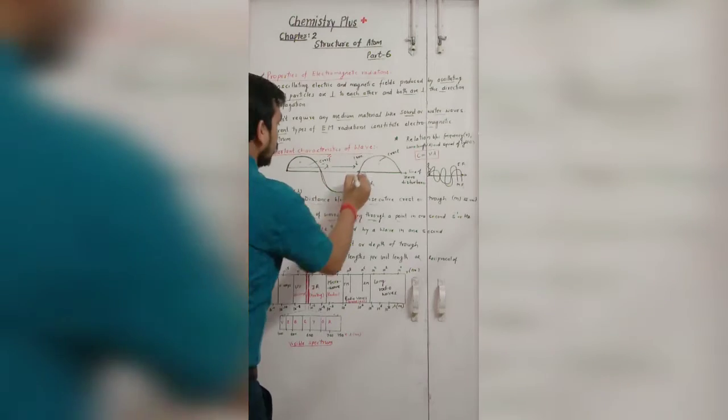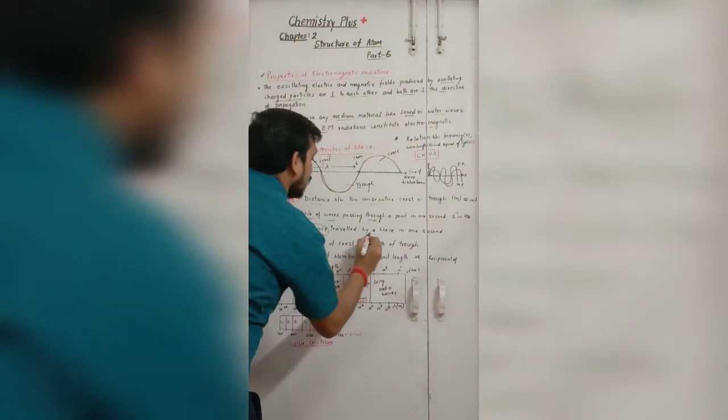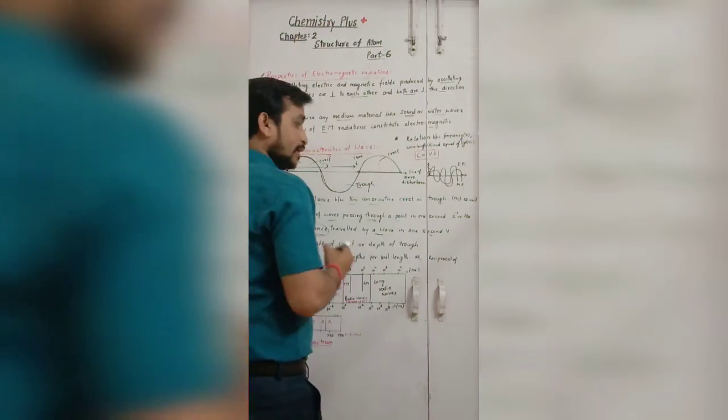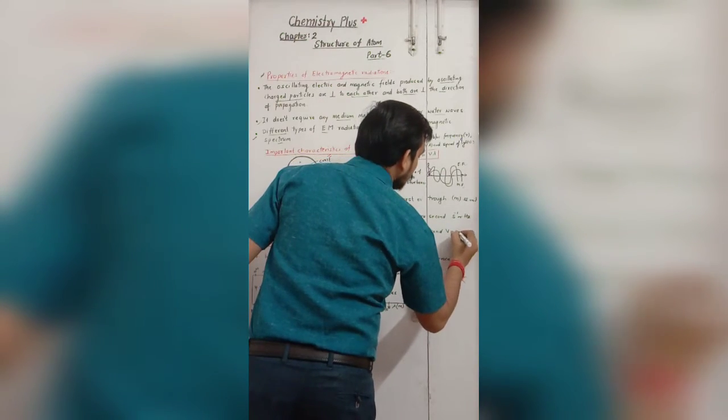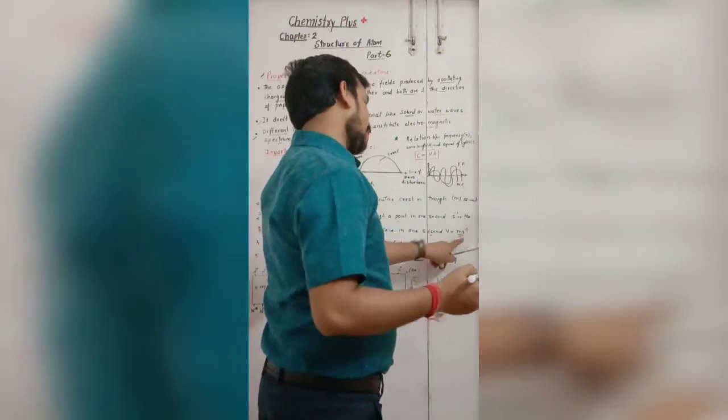Next term is the velocity. What is the velocity of a wave? Whenever a wave travels, it must travel a certain distance. So the distance traveled by a wave in 1 second is defined as the velocity of the wave. The velocity of the wave is denoted as v. The SI unit of velocity is meter per second.